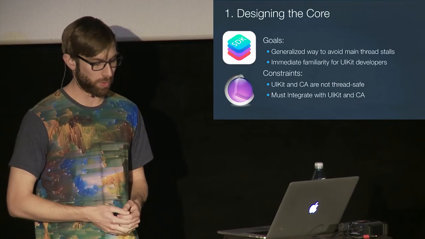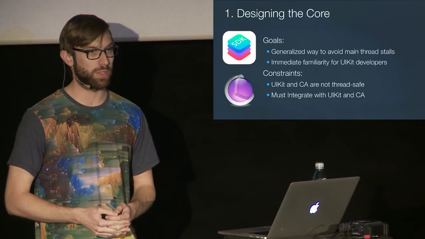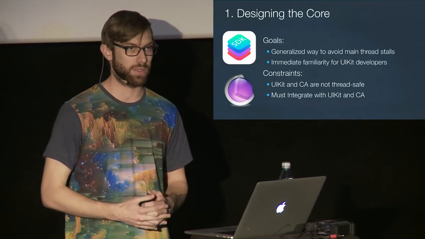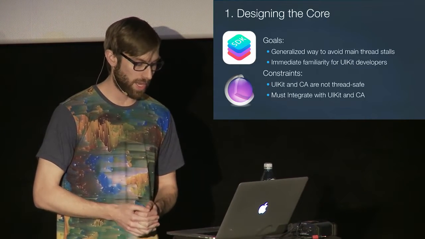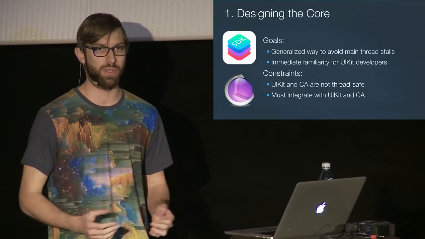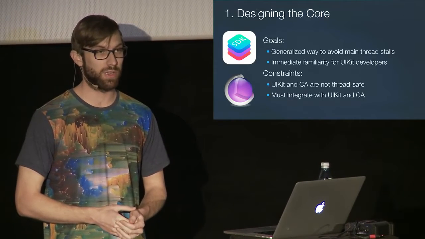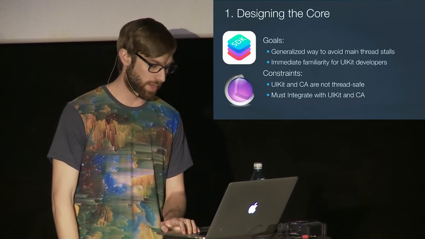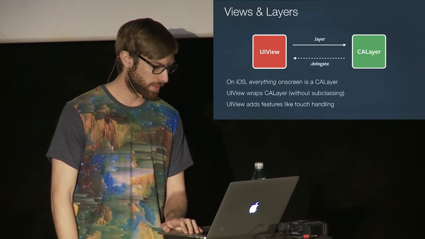Of course, one of the most important constraints is that UIKit and Core Animation are not thread safe at all. You can't even allocate these objects on background threads. And yet we must integrate with them. They provide an incredible diversity of functionality that is really, really important and could never be rebuilt by any team in less than 10 years.